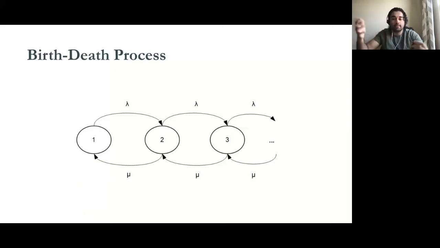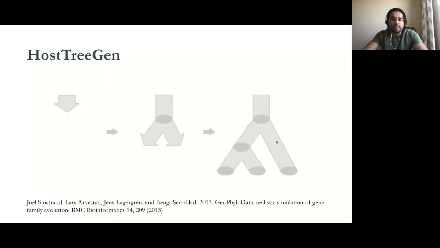and at the same time, you would also sample deletion events, or essentially events that would reduce the number of lineages, which in this case would be mu. And the idea here is that with, for example, HostTreeGen, which is the species tree building method, you would start off with a stem at the beginning, and given these different rates, you would sample different evolutionary events along the course of this tree from the top to the bottom.